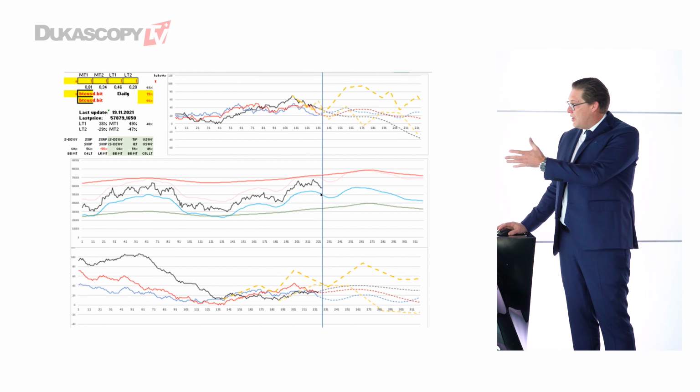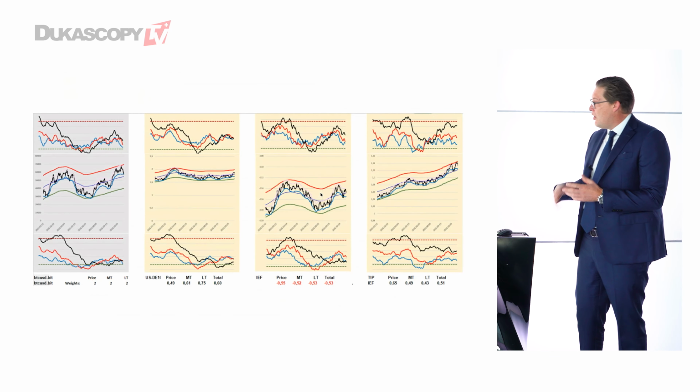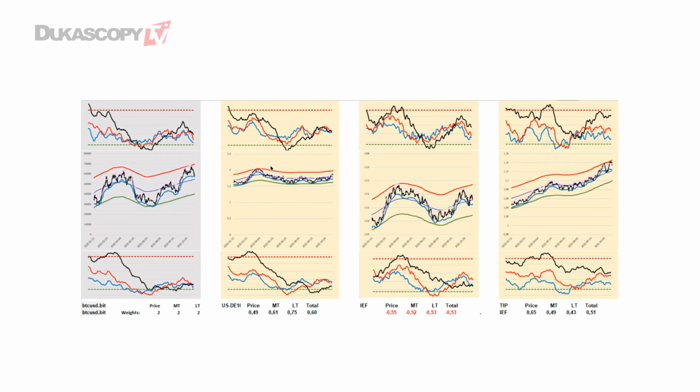Now we do so on Bitcoin, for example, here, but we also go into the market to try to find other assets which have a similar position to Bitcoin, be it on price or also on our oscillators. And in this case, we found good correspondence with the US to Europe 10-year interest rate differential and the inverse of bonds. So Bitcoin seems to be correlated with long-term US yields, as well as with inflation expectations.